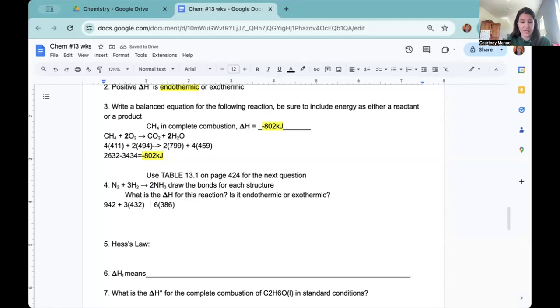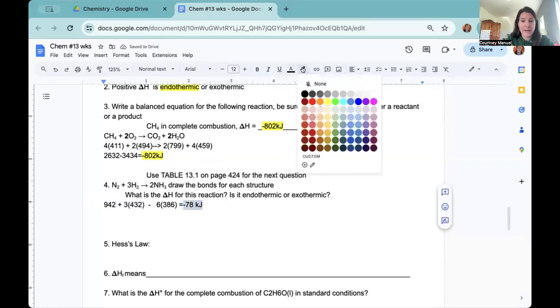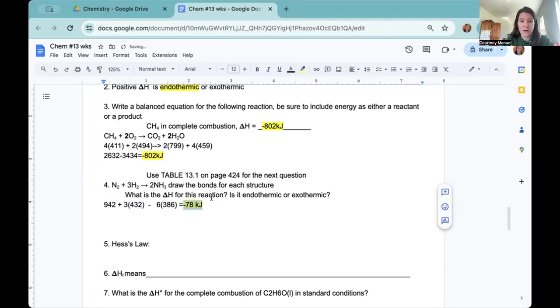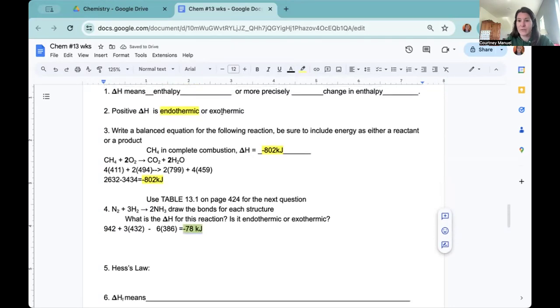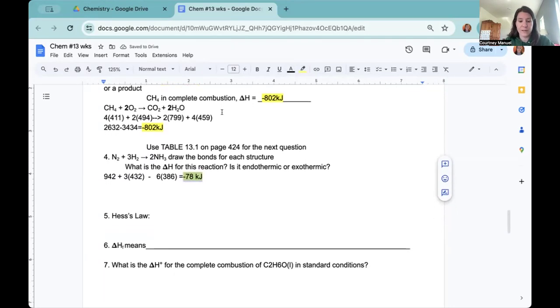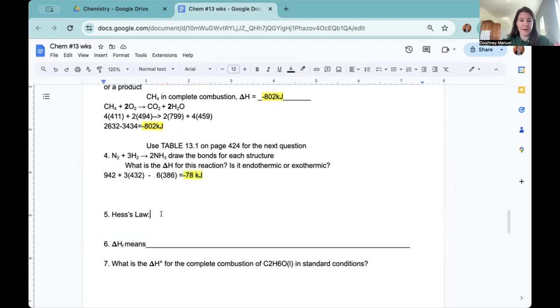And in the equation, we take the reactants and we subtract it from our products to get our answer. So we end up with a negative 78 kilojoules, capital J. And because it's negative, again, that means we are exothermic, and this would feel warm in our hands. All right, let's keep going.